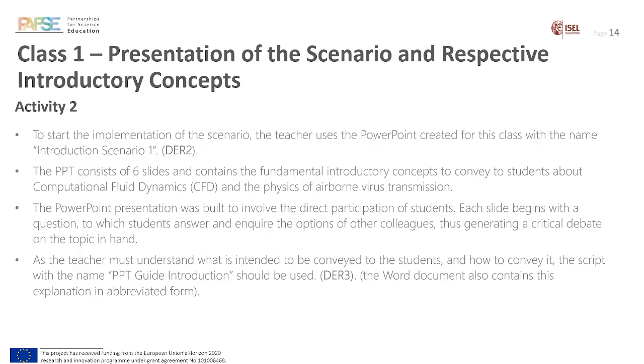So, to start the implementation of the project itself, in activity 2, the teacher will use the PowerPoint created for this class with the name Introduction Scenario 1. This is a learning resource, a PowerPoint presentation that consists of 6 slides and contains the fundamental introductory concepts to convey to students about computational fluid dynamics and the physics of airborne transmission. This PowerPoint presentation was built to involve the direct participation of students. Each slide begins with a question to which students answer and inquire opinions of other colleagues, thus generating a critical debate on the topic at hand.